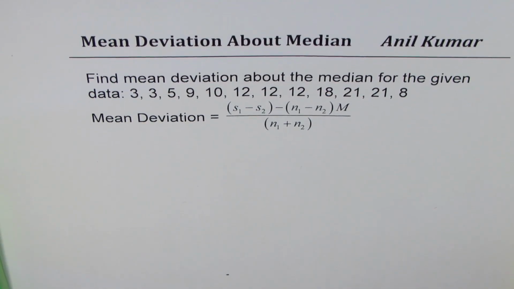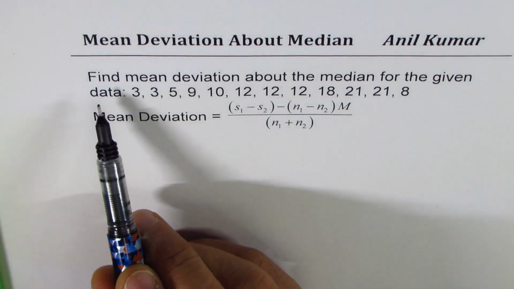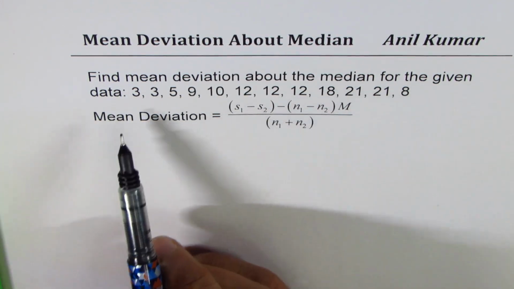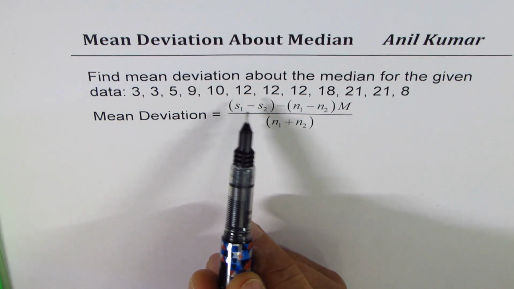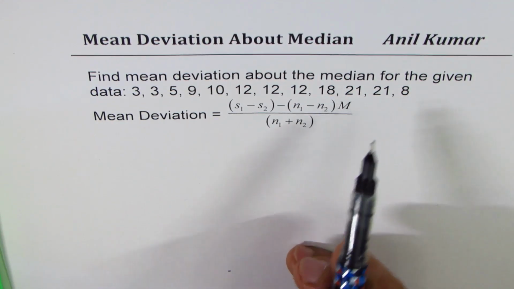I'm Anil Kumar, and in this video we will learn how to find mean deviation about median. The question here is, find mean deviation about the median for the given data: 3, 3, 5, 9, 10, 12, 12, 12, 18, 21, 21 and 8.